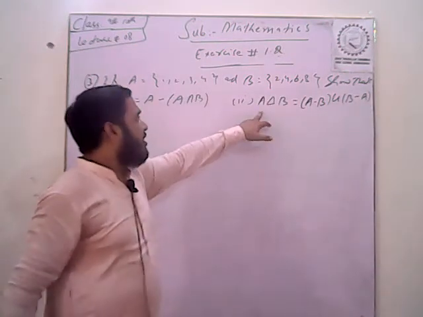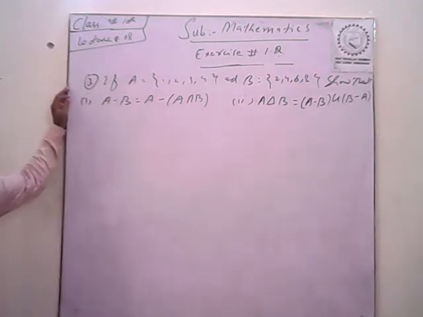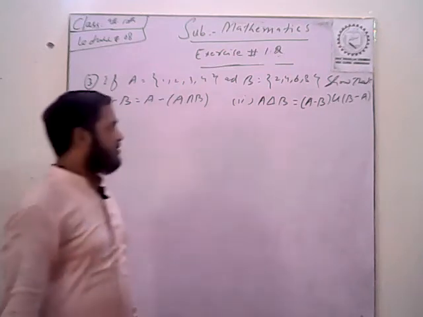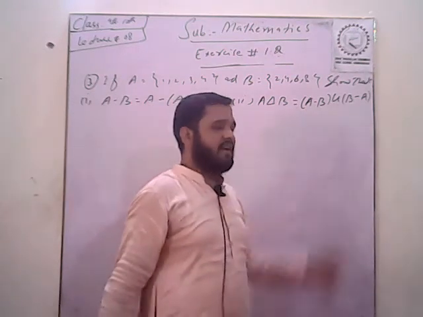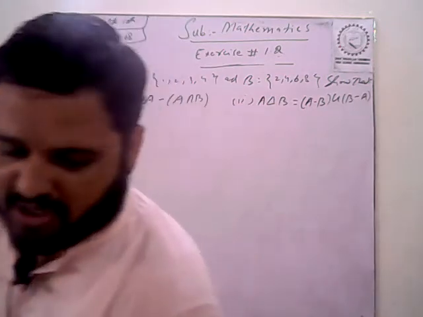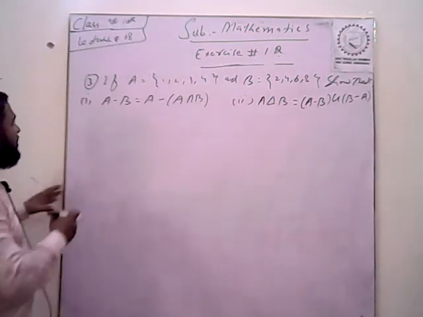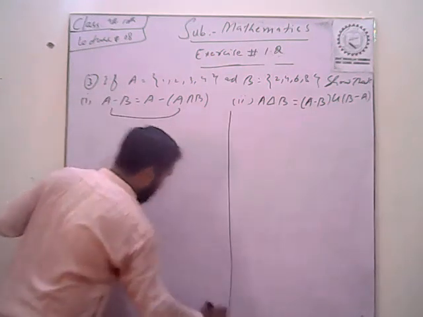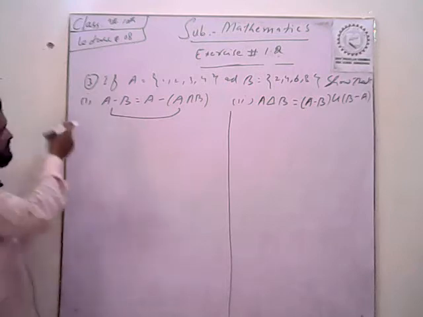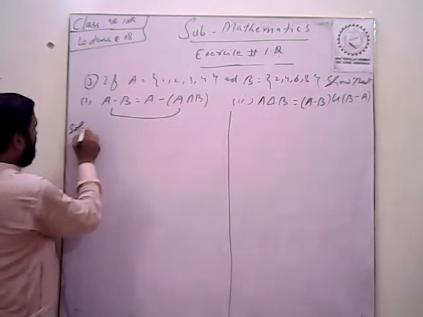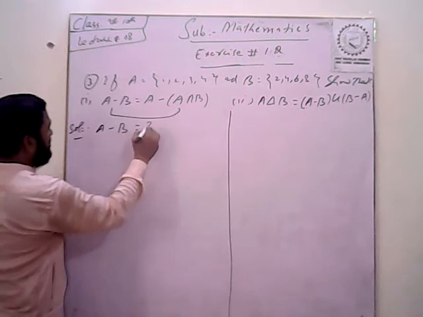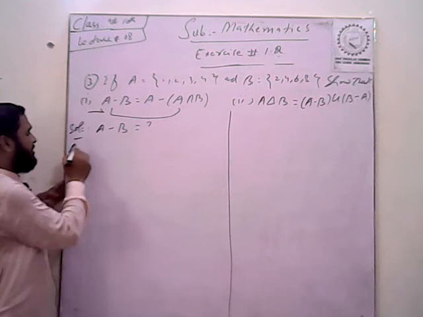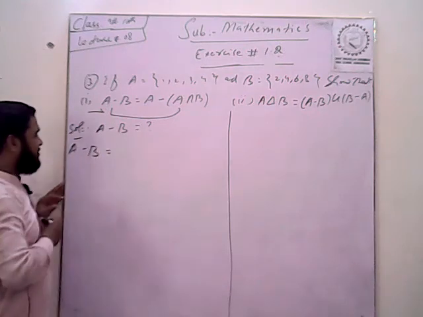As you know, as we covered in a previous lecture, A symmetric difference B, the left hand side, we have proved in the previous lecture. So we only need to find the right hand side. There are two parts to this question, so we discuss two sides, left hand side and right hand side. First we solve the first part, A difference B.